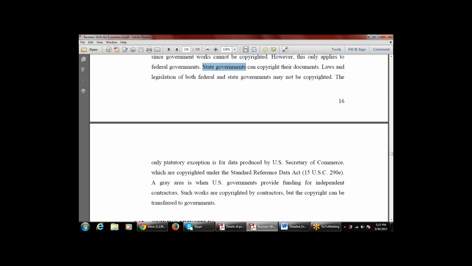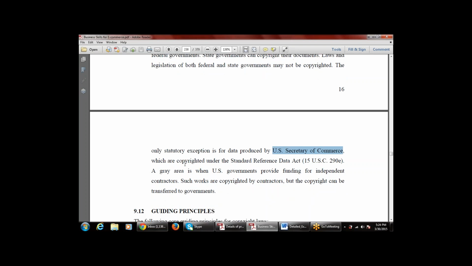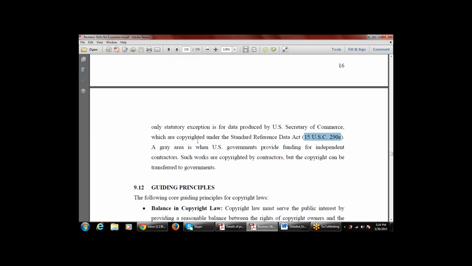The only statutory exception is for data produced by the US Secretary of Commerce, which is copyrighted under the Standard References Data Act, that is 15 USC 290e. A gray area is when the US government provides funding for independent contractors.